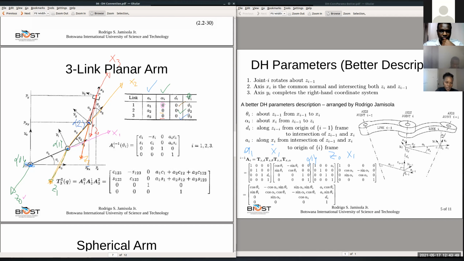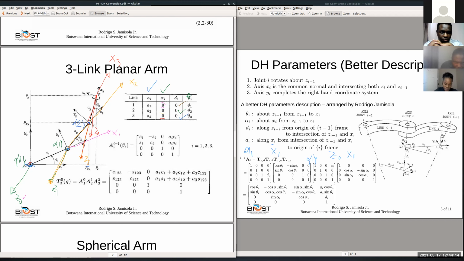I don't see where you're pointing. Oh, you don't see? I can see it now. Okay, I put the spot. This one. Okay, from the origin to where? To the origin of frame 1. Yeah, so this is the origin of frame 1.